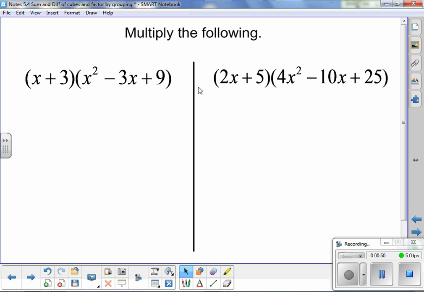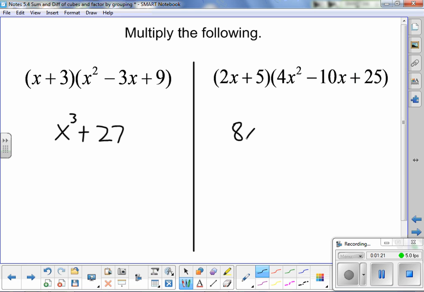So here's one polynomial times another polynomial. When you multiply these, you're going to end up with a single polynomial. So go ahead and try multiplying these out on your own. If you want, go ahead and pause it and see if you can do it. But if you multiply these out, you will end up with x cubed plus 27. Turns out that when you multiply this binomial by this trinomial, a bunch of stuff cancels, you end up with this. Same thing over here. You'll end up with an 8x cubed plus 125. All right. So when you multiply these, you end up there.